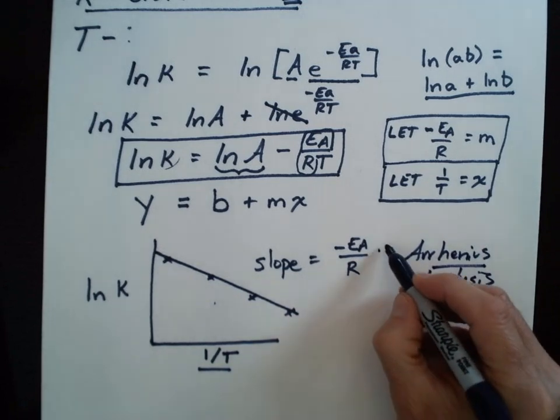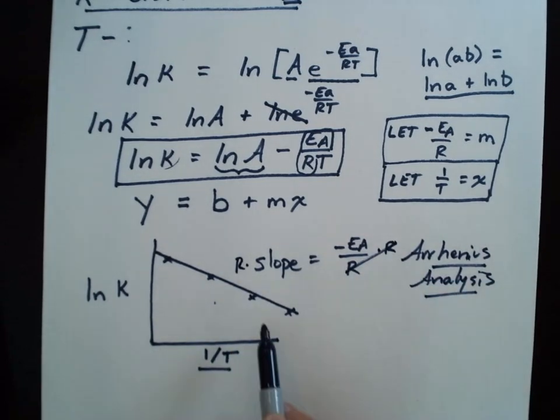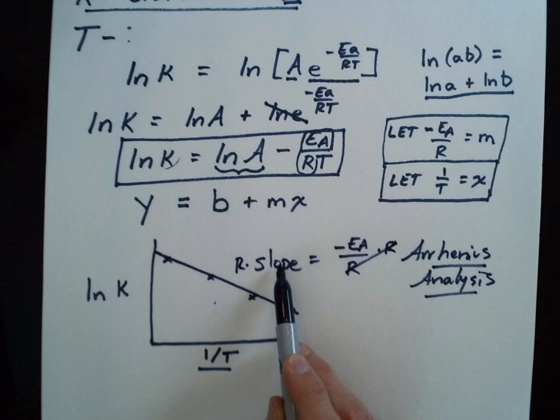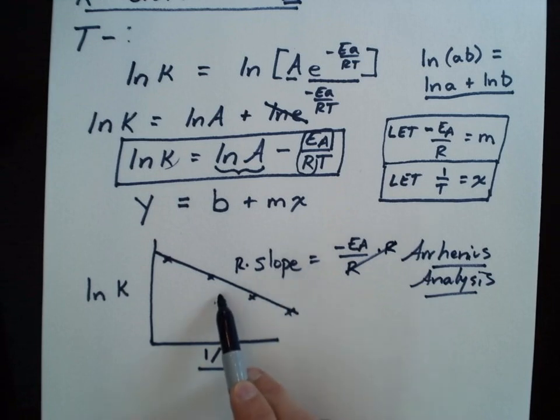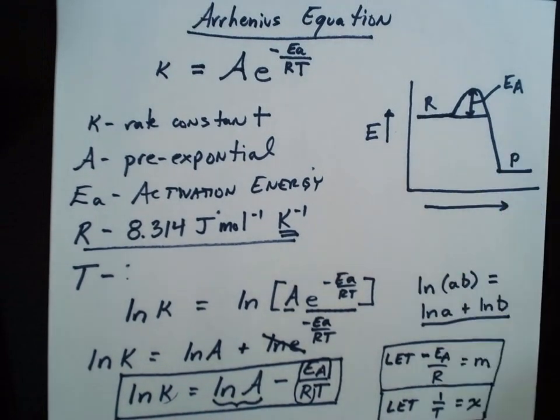Because you see, if I multiply both sides of this equation by R, I see that if I take the gas constant, 8.314 joules per mole Kelvin, and multiply it by the slope of this line, I'll get the opposite of the activation energy for the reaction. It's a way to find the activation energy for chemical reactions. It's a very useful linearized equation. We're going to show you how to do this with some actual data.